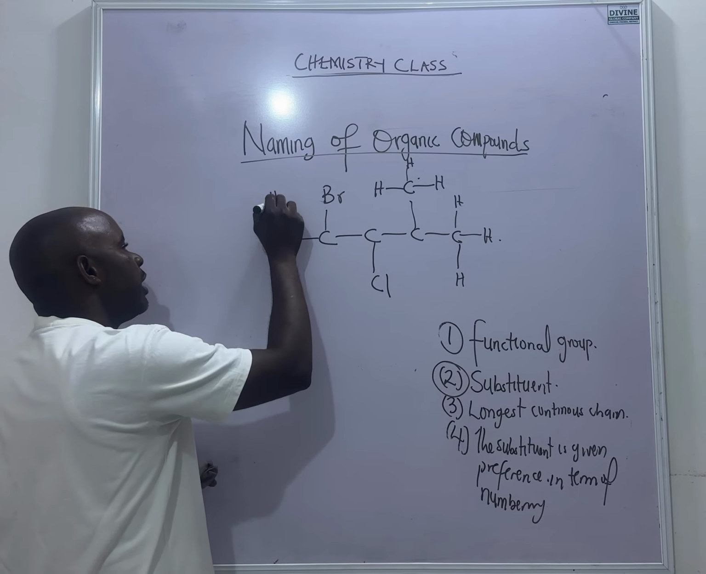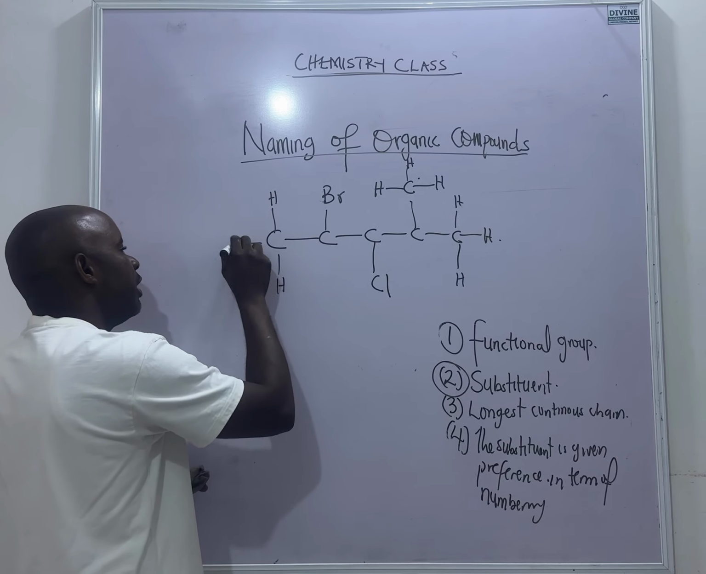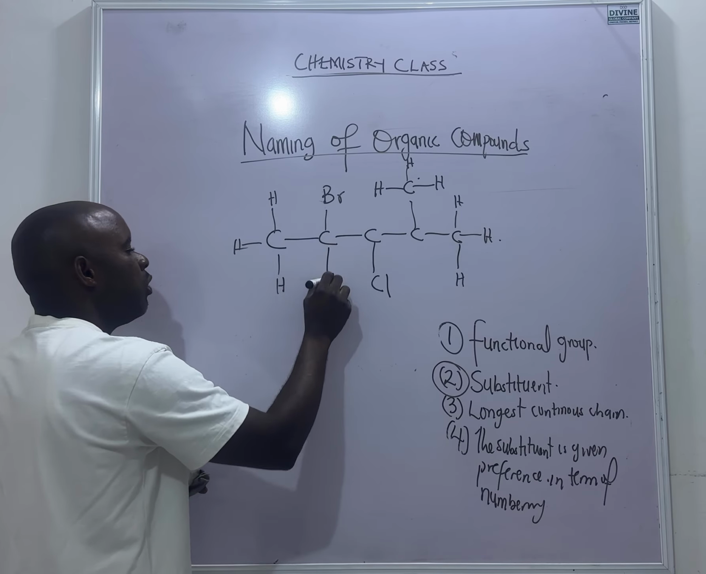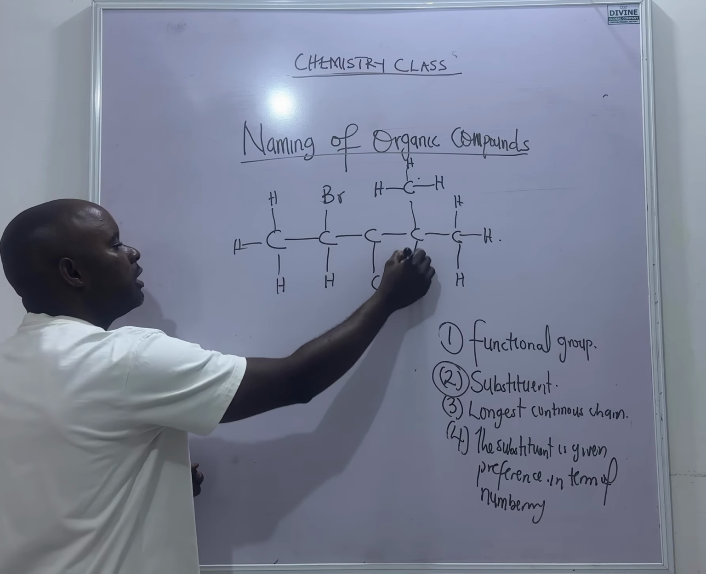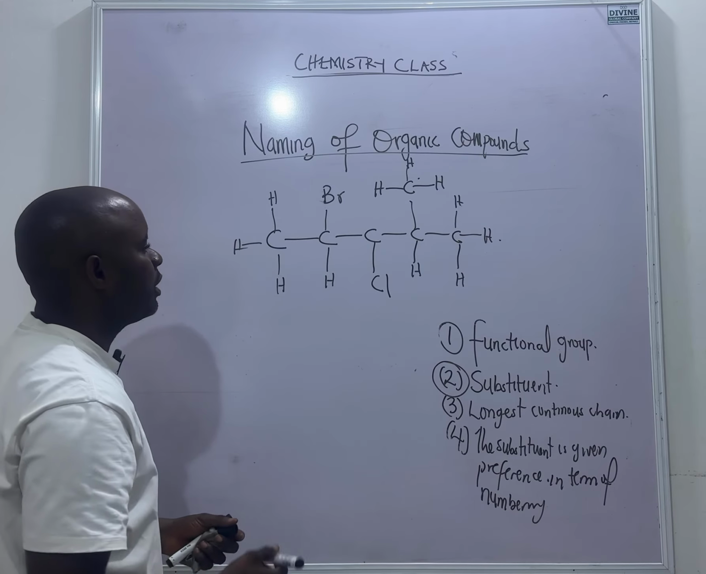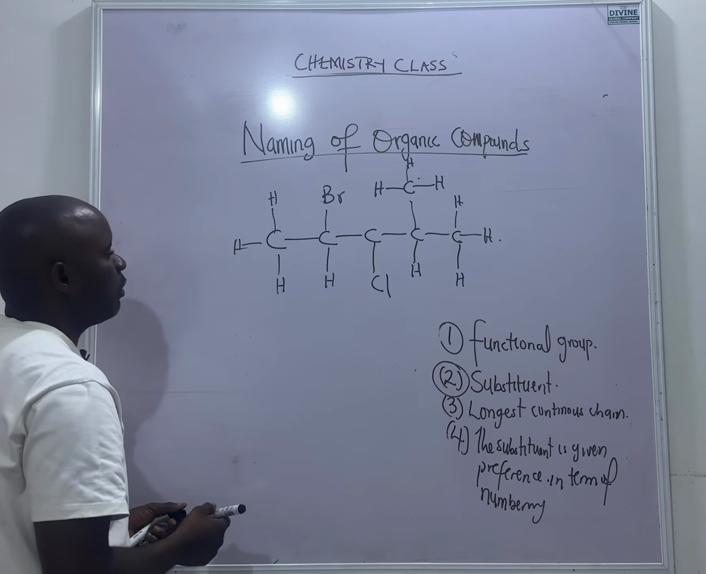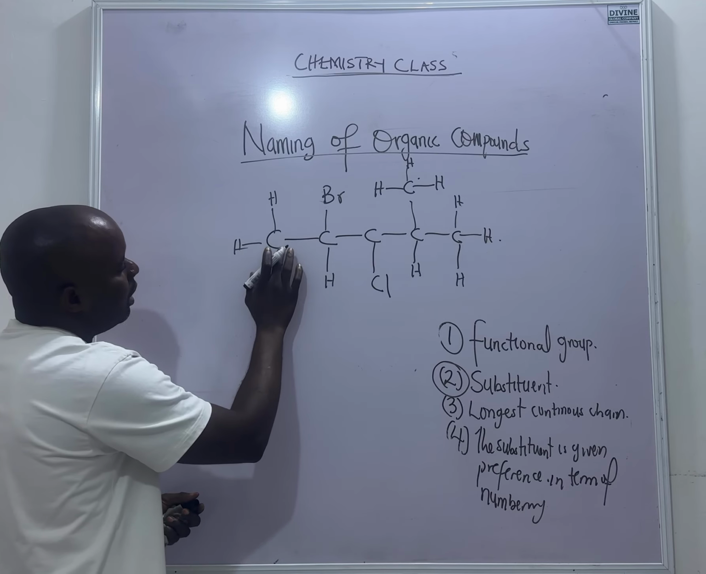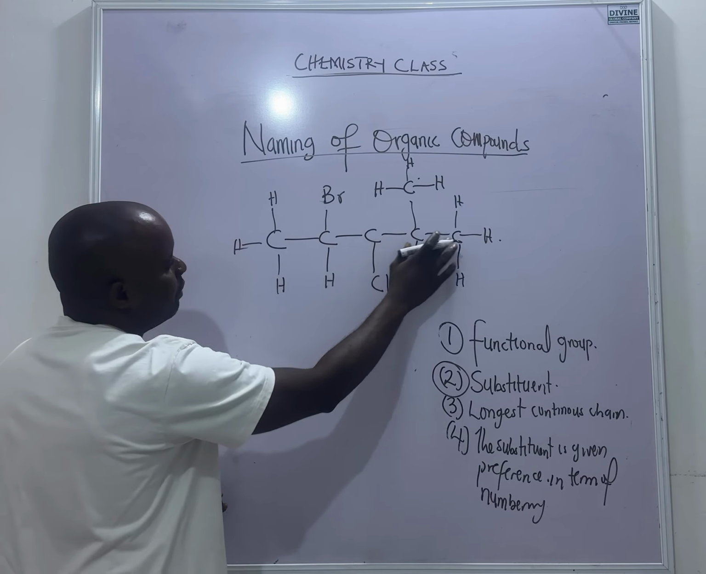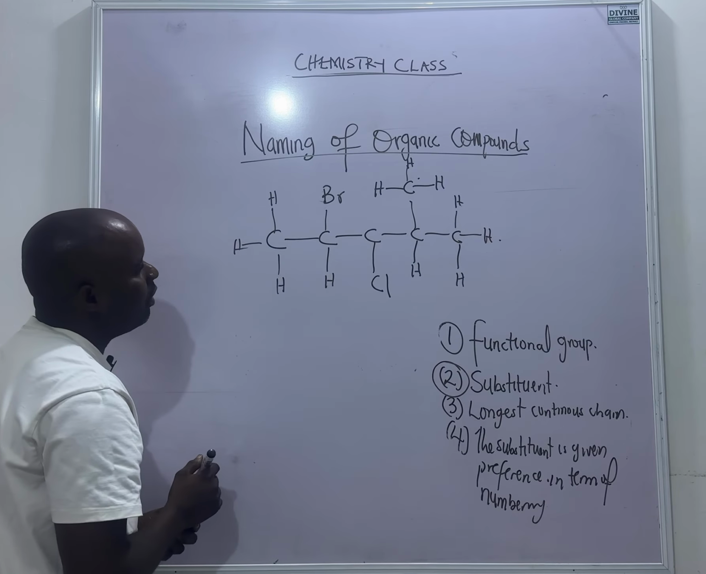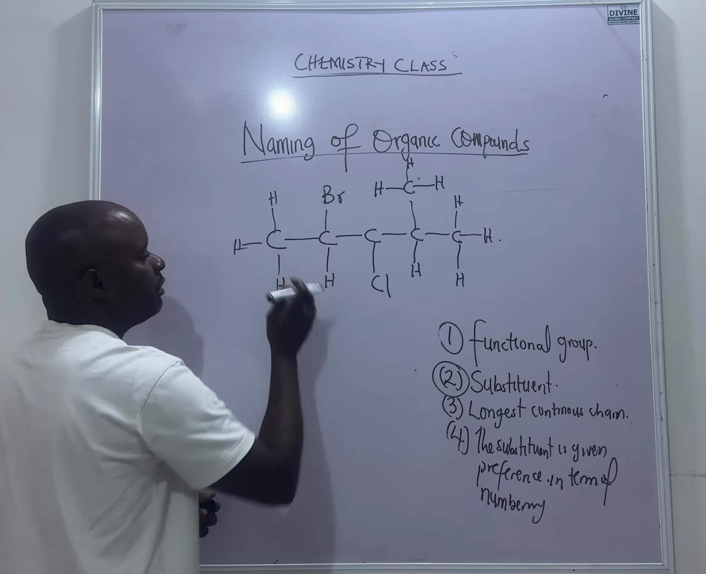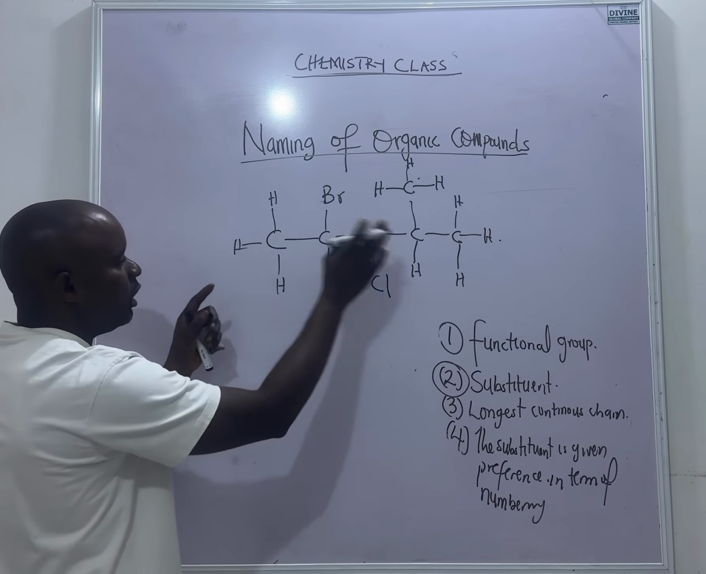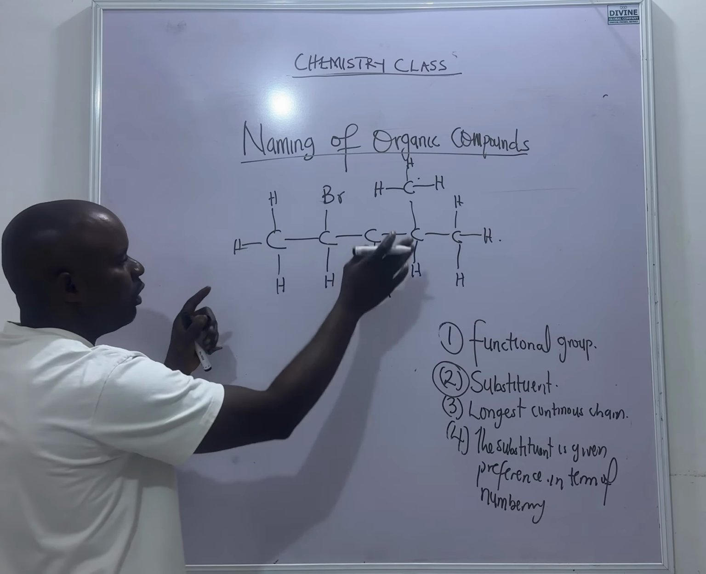So if we have a compound like this, how can we name this organic compound? In this example, we are going to focus more on the alkane family before we move to the next aliphatic hydrocarbons. Let's number from here: 1, 2, 3, 4, 5. They have the longest continuous chain, which contains 5 carbons.